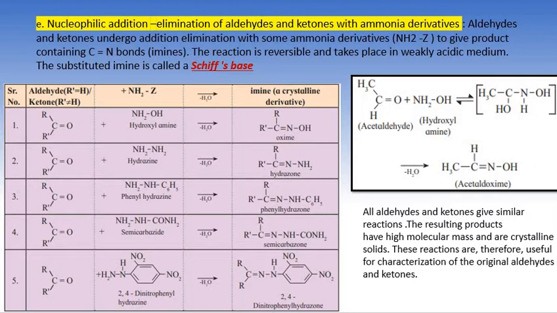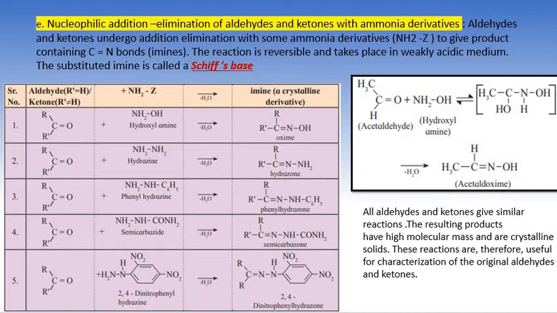Aldehydes and ketones undergo addition-elimination reaction with some ammonia derivatives to give products containing the imine group. Imine group means carbon is bonded with a nitrogen atom with a double covalent bond, and the reaction is reversible. It takes place in a weakly acidic medium, and the substituted imine is called a Schiff base.